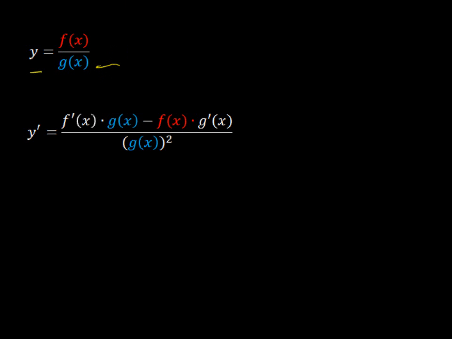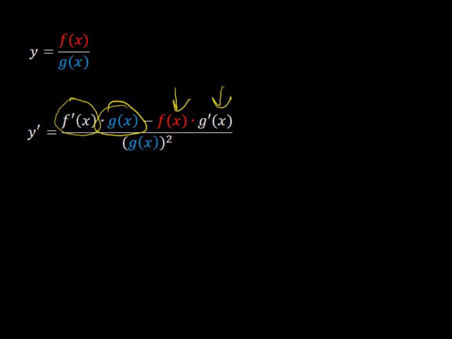We have the red f of x, the blue g of x, and when we follow the rule, we will take the derivative of f of x and put the f prime there. And then we'll multiply it by the original g of x. Then we will take away the original f of x times the derivative of g of x, and that would be there. And then you divide it by the original g of x squared.